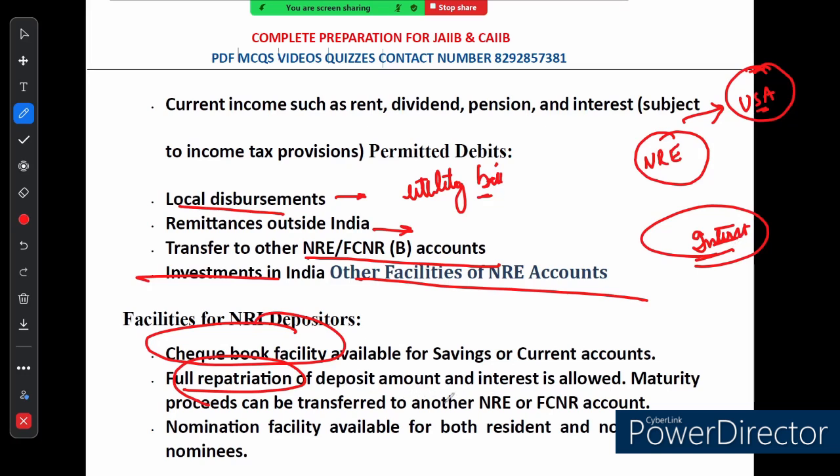The next facility is regarding the maturity proceeds. If you have an investment that matures, like a fixed deposit, those proceeds can also be transferred to another NRI or FCNR(B) account without any restriction.